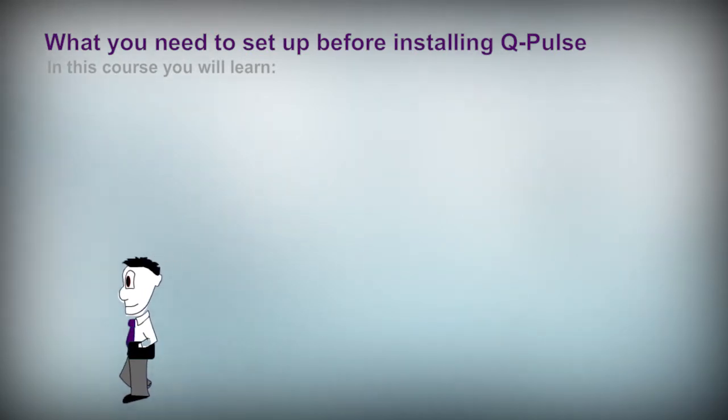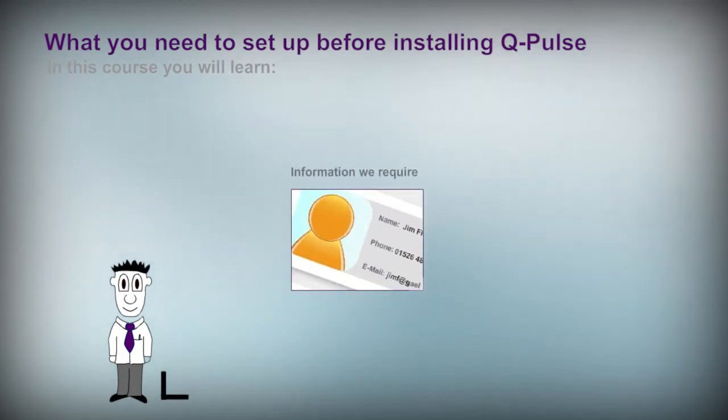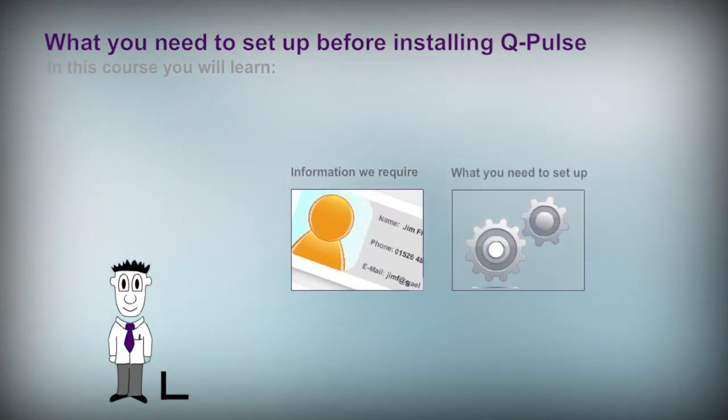In this short video, we'll give you an overview of what you need to set up and what information we require from you before QPulse can be installed in your organisation. By watching the video and reading and filling in the accompanying pre-installation service requirements document, you can be assured that your QPulse installation will run as smoothly as possible. You can download a copy of this pre-installation document from the Academy.